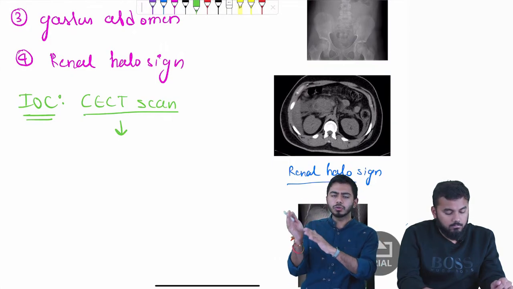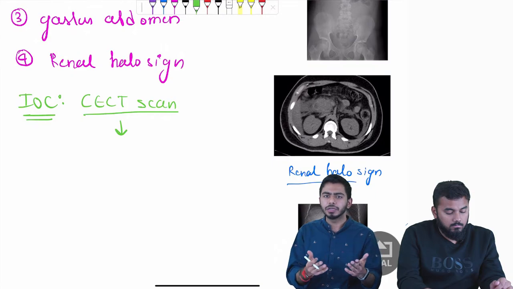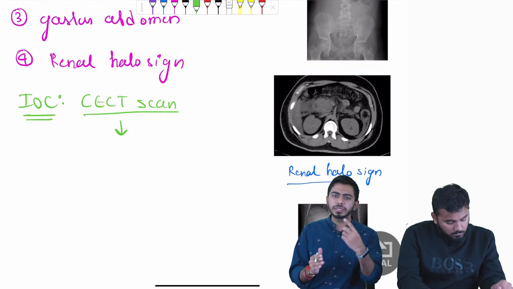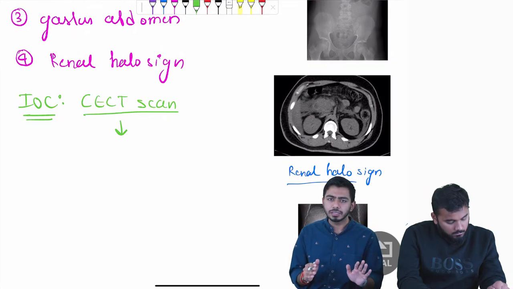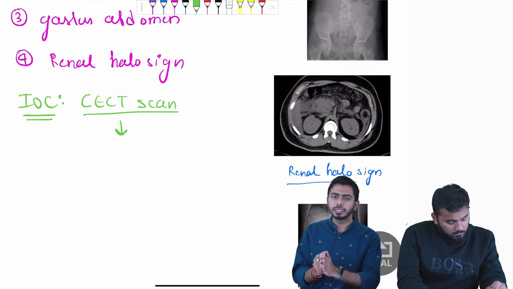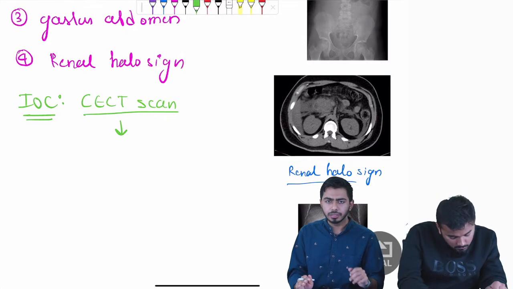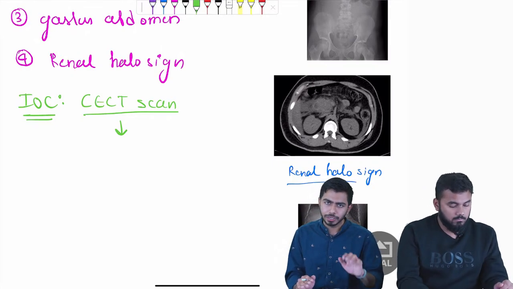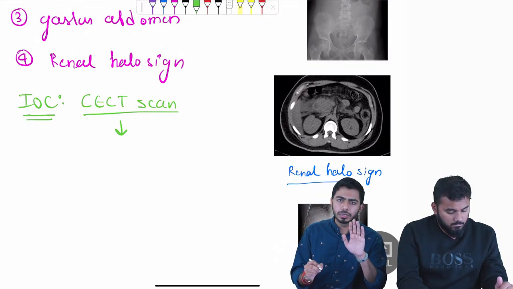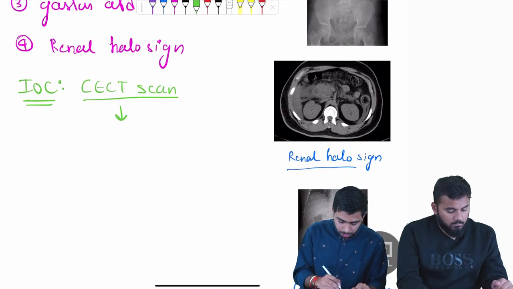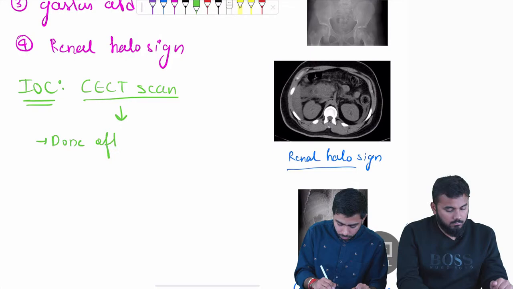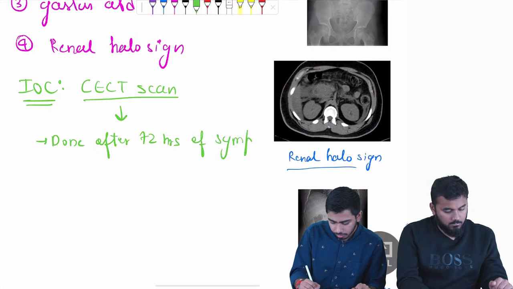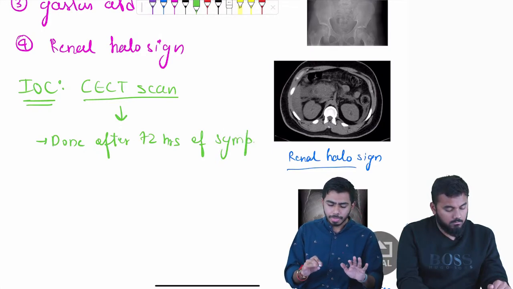After 72 hours, it means after 3 days, I will prefer to send my patient for contrast-enhanced CT scan. Why is it so? Because initially we might miss the findings. That's why we shall wait for 3 days, and then if we go for the CT scan, we shall appreciate the findings in our patient. So it is usually done after 72 hours of symptoms. Okay. Fine. Clear.